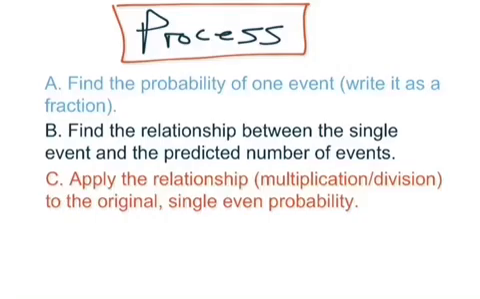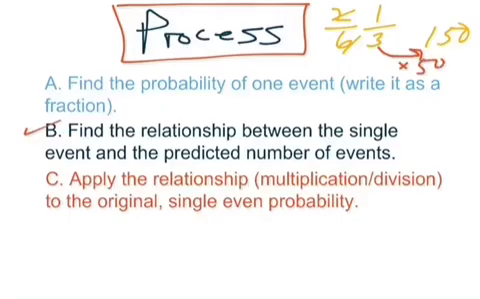So in the case of the die, we had 2 out of 6 times, which we turned into 1/3. You could land on 3 or 4. Well, then they wanted us to predict for 150 here. But then what I'm saying here is we want to find the relationship. That's this part right here. Find the relationship. 3 goes into 150 50 times.